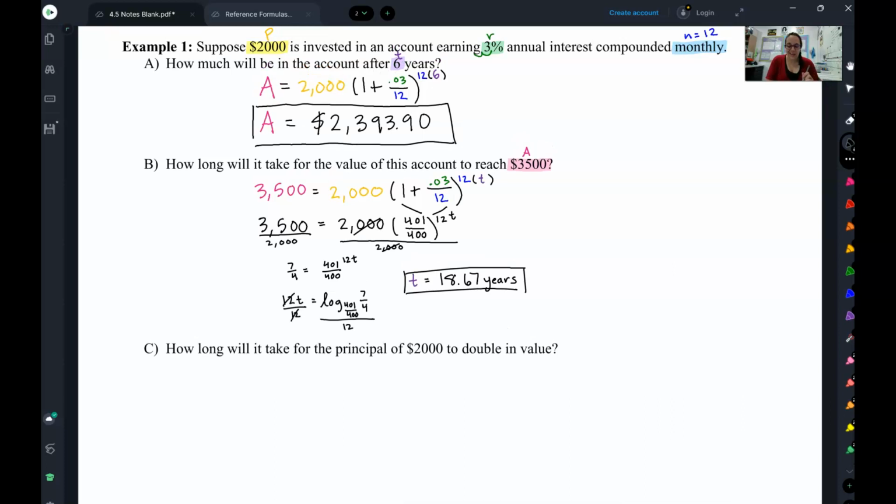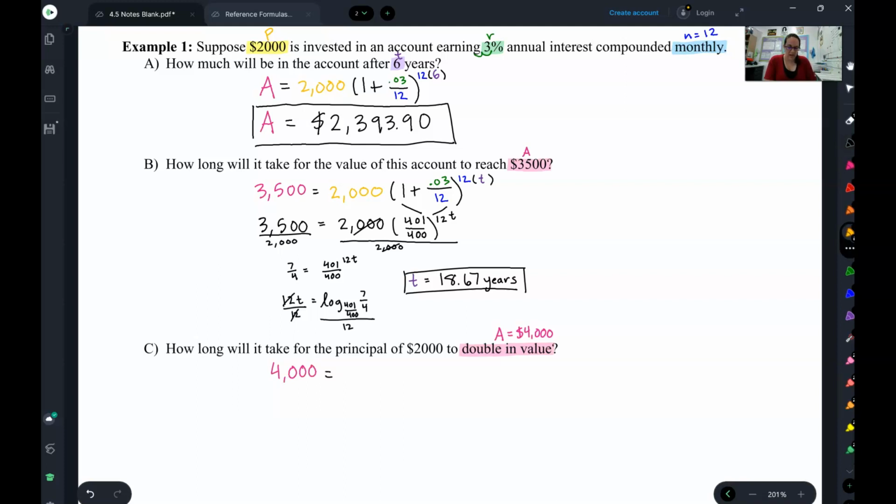So in C, I have the same P, R, and N. However, I don't have the same T or A that A and B have. So let's read through C and see what we've got. How long will it take for the principal of 2,000 to double in value? So that double in value, that's a final amount. That's our A. So it's basically saying that A needs to be 4,000 because I want it to double in value. So we're going to set this up, 4,000.